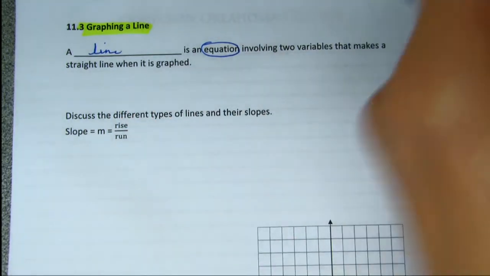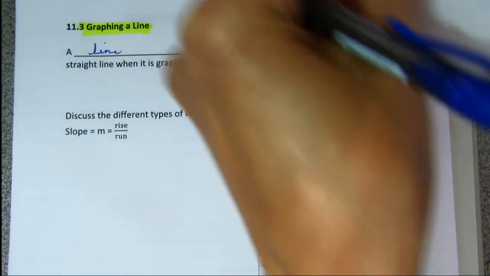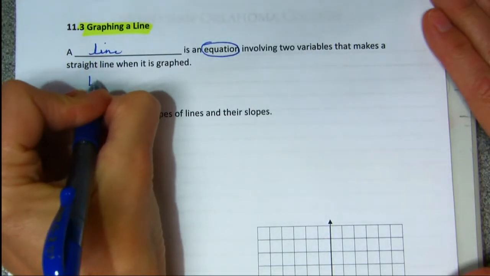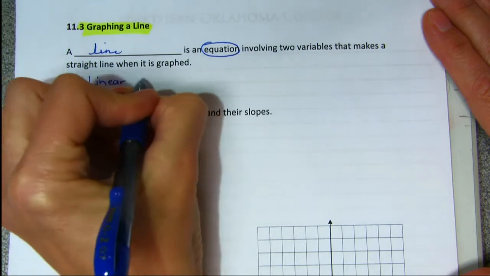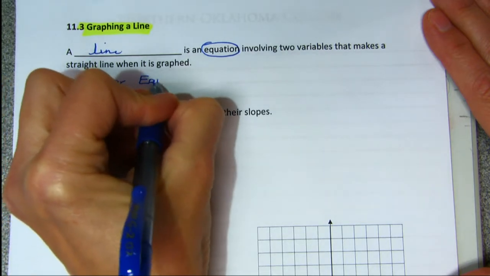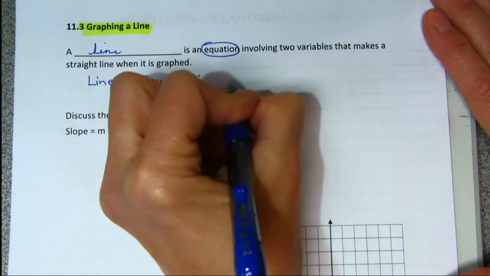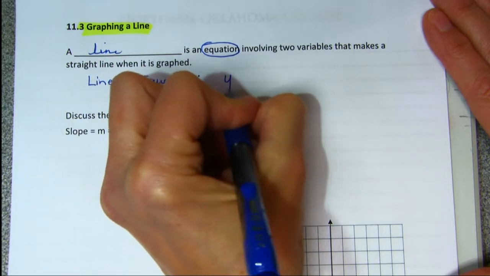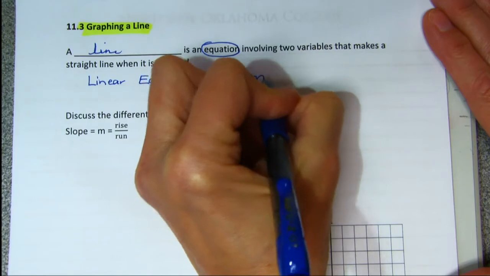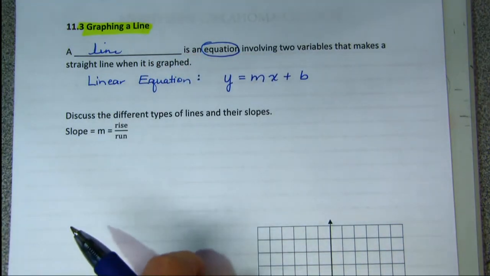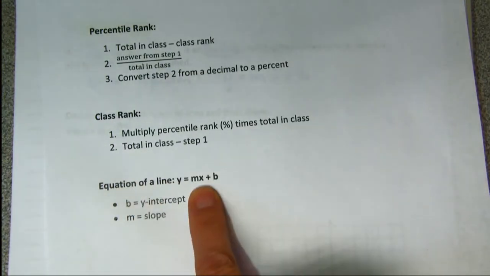Now, I'm going to give you the equation of a line. This is called a linear equation. All right, so we're going to have an equation with two variables. Y equals mx plus b. All right, first thing, this is on your formula sheet.